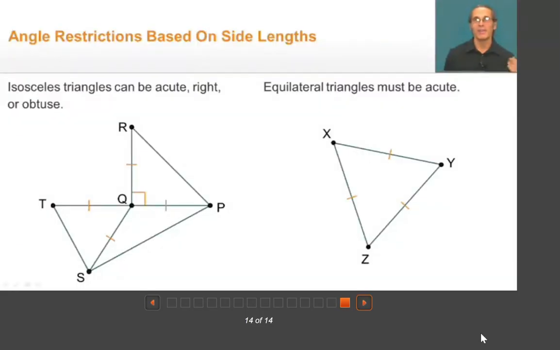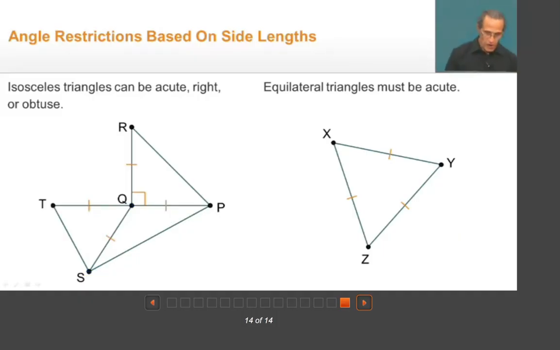Isosceles triangles can be acute, right, or obtuse. Take a look at triangle STQ. Now this is an acute triangle because all the angles are less than 90 degrees, and if you note the congruent marks, TQ is congruent to QS, this means it's an isosceles triangle, so it's an isosceles acute triangle.